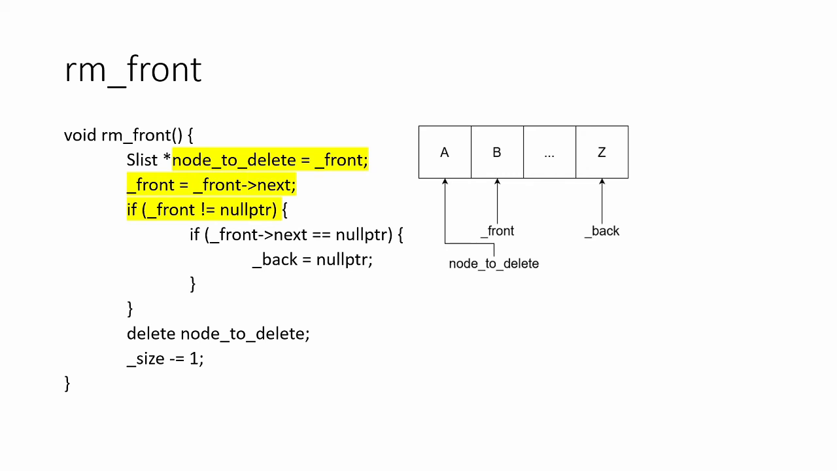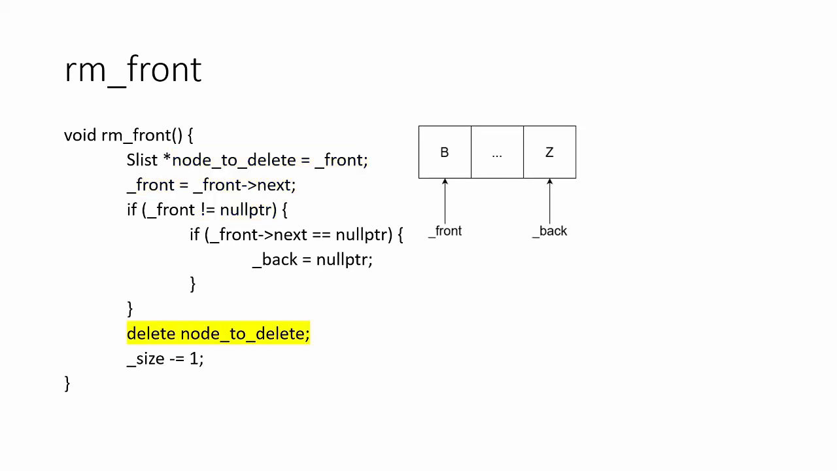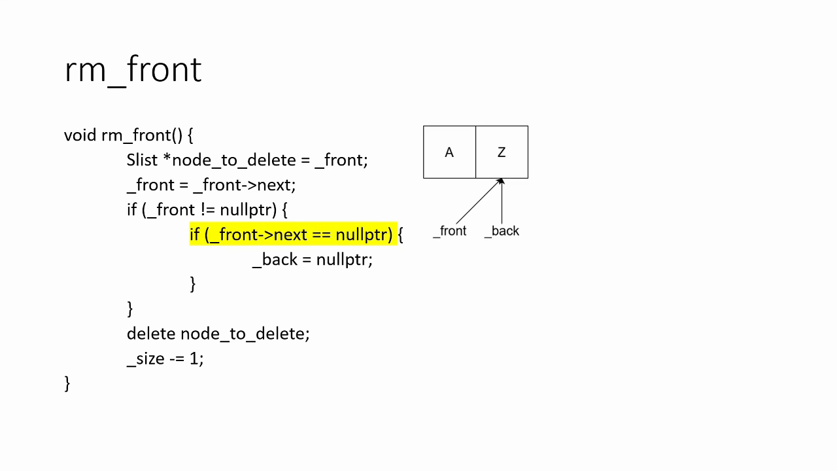And then I need to do some checks. If front's not equal to null, which is correct, but front next is not equal to null pointer, so I skip that. Then I delete the node to delete, and I'm left with this new linked list where I removed the front, and whatever was second in the linked list, which is B, has become the new front. Next, I go to the case where we go through front equals front next, and our node to delete is going to be A.